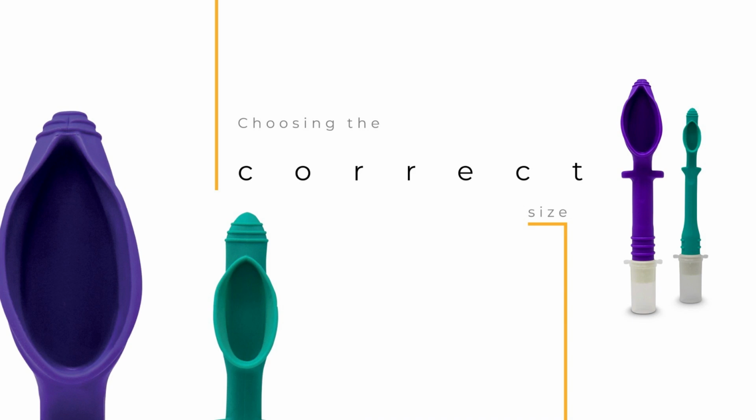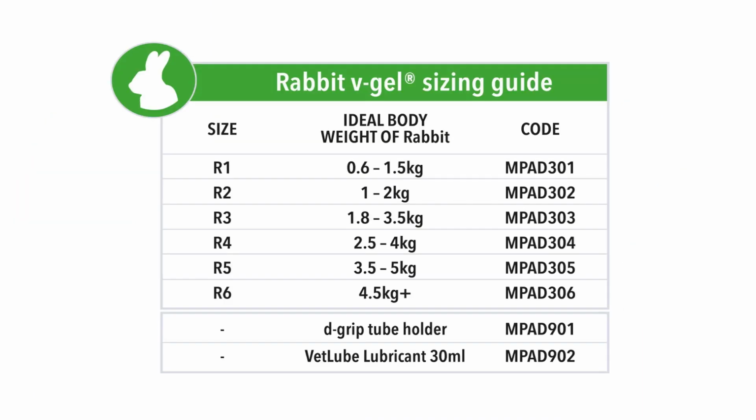Choosing the correct size. The insertion of the V-gel Advanced is very easy as the patient's anatomy will guide the device into the correct place. This of course can only happen if the correct size device is being used. There are 6 sizes for each device, with a weight guide to each size.